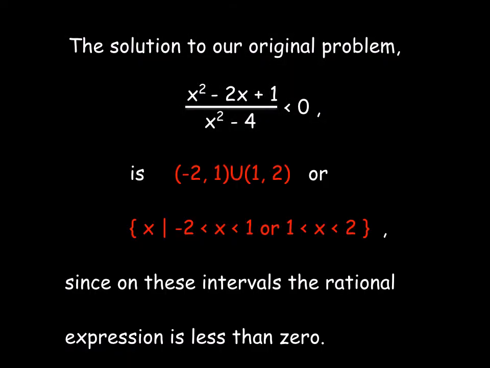Our original problem, (x squared minus 2x plus 1) all over (x squared minus 4) less than 0, is the interval from -2 to 1 union the interval from 1 to 2, all open intervals, or the set of x such that -2 is less than x is less than 1, or 1 is less than x is less than 2. Since on these intervals the rational expression is less than 0.